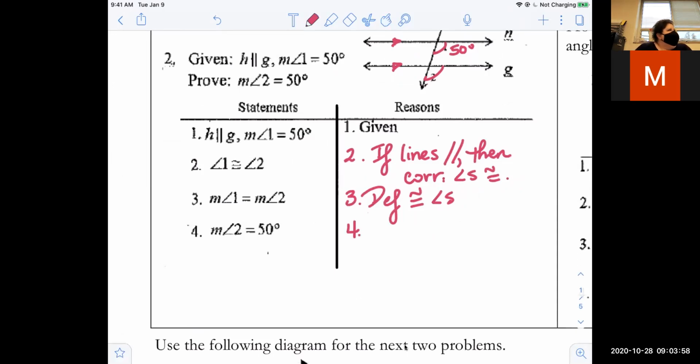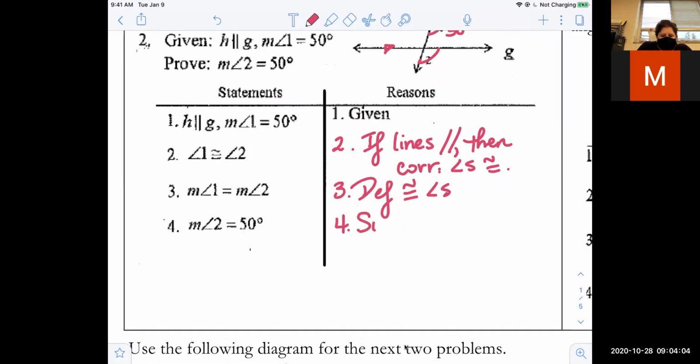Braden, what do you think that is? Okay. Could you call it transitive also? Yes. So you can say it's substitution because you say, okay, if these are equal, I'm going to go ahead and plug this in place of 50, in place of the measure of angle 1, and then I'll have measure of angle 2 equals 50.